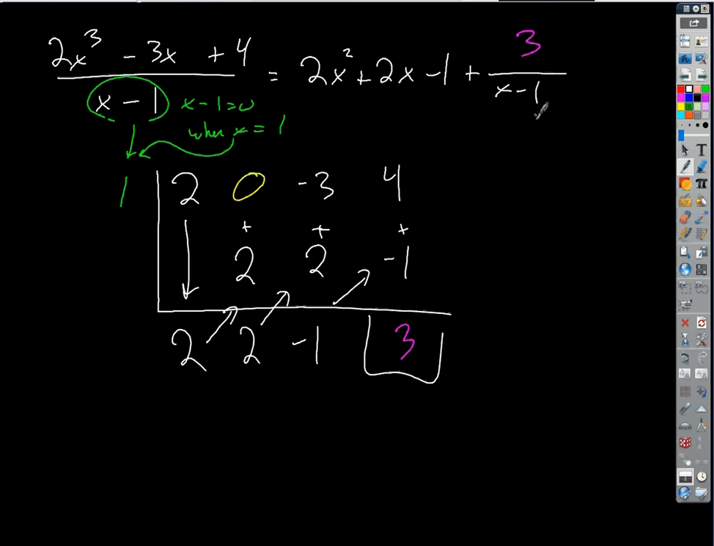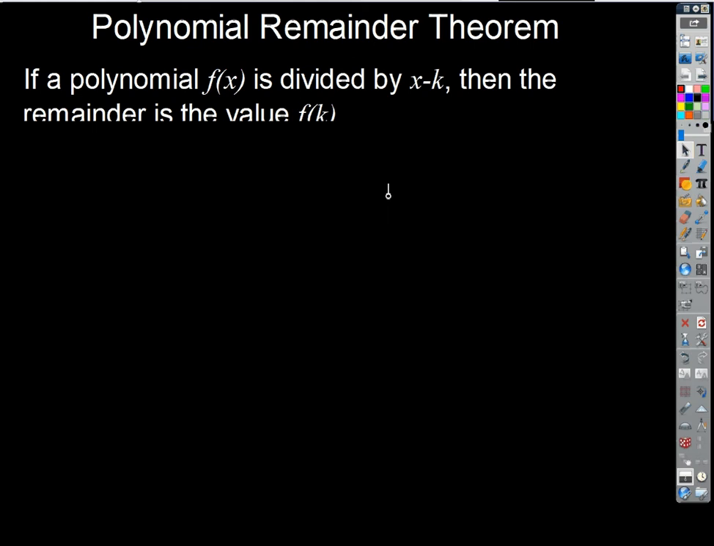Okay, no big deal. All right, so I want to show you something different then. Let's look at the polynomial remainder theorem. This is really simple. This tells us everything we need to know right there. If a polynomial f of x is divided by x minus k, using synthetic division, then this tells us that magically the remainder is always going to be equal to the value of the function at k.